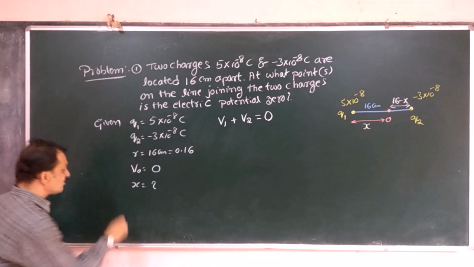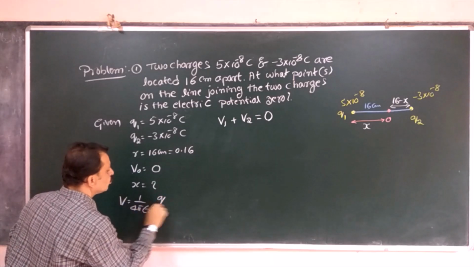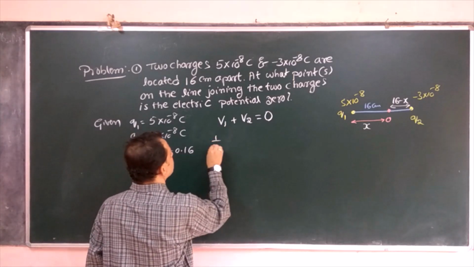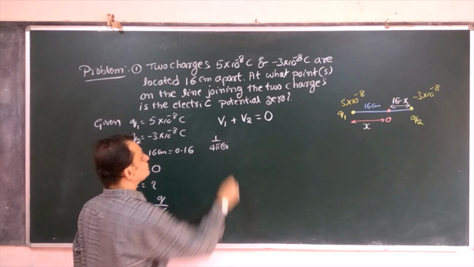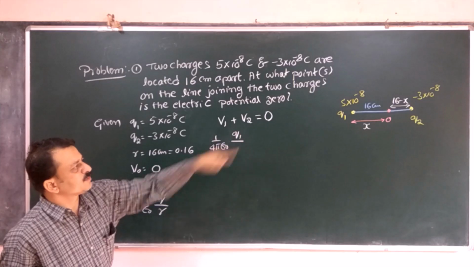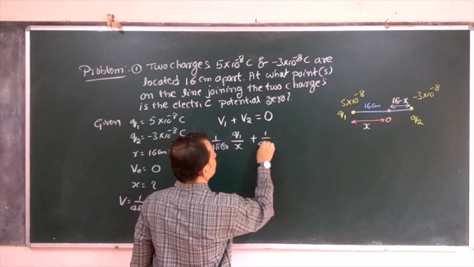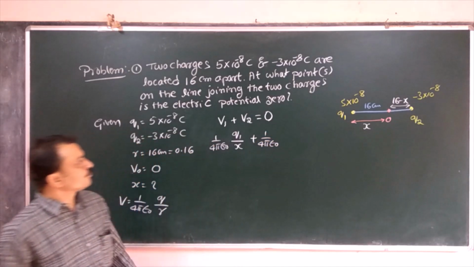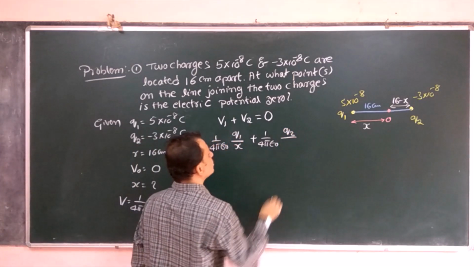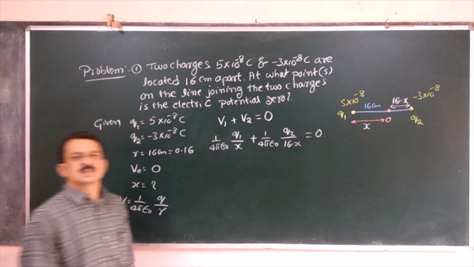Now what is the formula for potential? It is 1 upon 4 pi epsilon naught Q by R. It is the general formula. So by using that relation, it is 1 divided by 4 pi epsilon naught, charge is Q1, distance of the point from the positive charge is x, plus 1 upon 4 pi epsilon naught into charge, negative here, remember, I will write the formula Q2 divided by 16 minus x. That should be equal to 0.